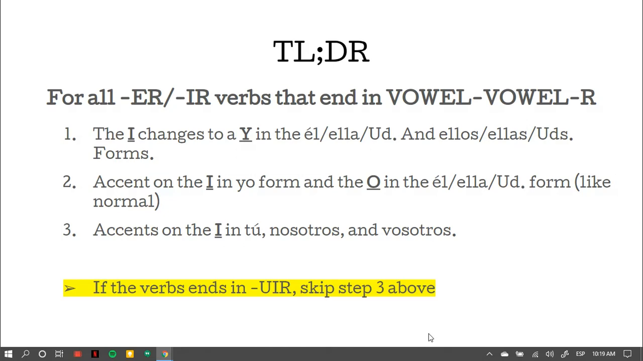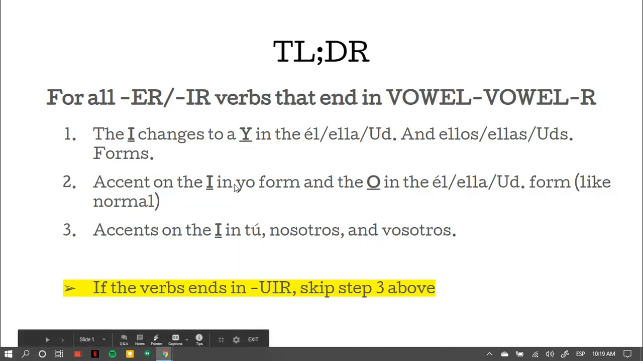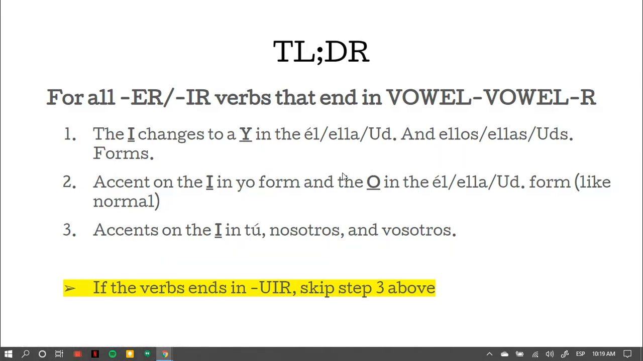The three main rules would be that the I changes to a Y in the él/ella/usted form. Normally that form is -ió, like comió. So the I is going to change to a Y. And it also changes to a Y in the ellos/ustedes form. So where it would be like comieron, now with these types of verbs it would change to Y, like leyeron with a Y. Additionally, you're going to need an accent on the I in the yo form, and you're going to need your accent on the O in the él/ella/usted form.